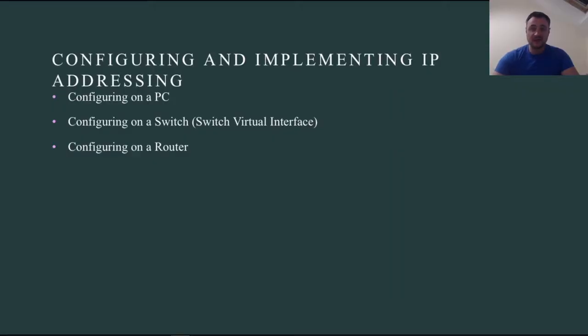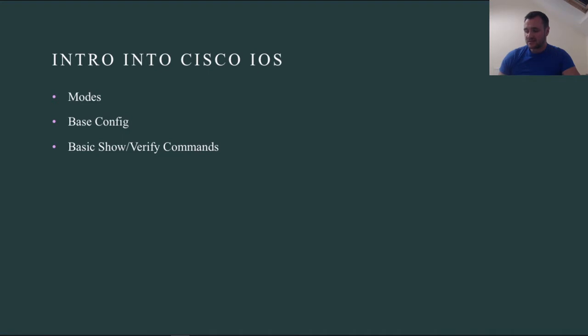So what we've done there is configured the IP address on a PC, so a virtual machine. We've done that on both Linux and Windows 10. Next, we'll go into configuring IP addresses on switches and routers. So happy days. That'll be a part of the next section, which will be an introduction to Cisco IOS, because I want to get into the Cisco IOS, the Internetwork Operating System.